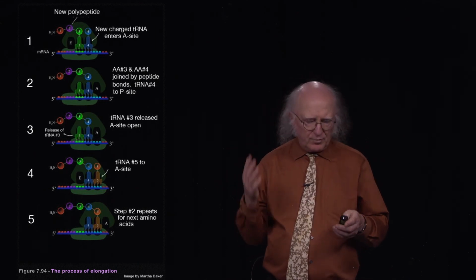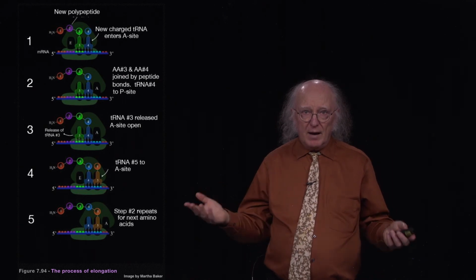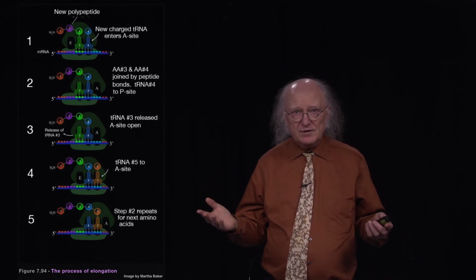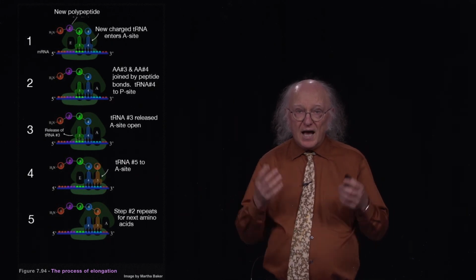Well, this elongation process occurs repetitively until the ribosome has to stop. And how does the ribosome know when it has to stop? It has to stop when it encounters a stop codon. Now, a stop codon, I told you before, there are 3 different stop codons that are found in the genetic code: UAA, UGA, UAG. If any of those appears in the A site, the ribosome knows it's time to stop.